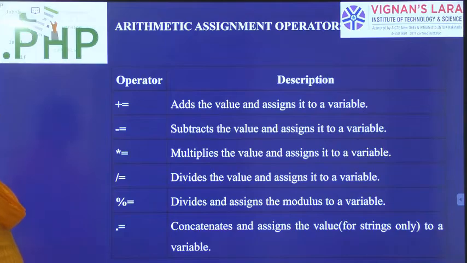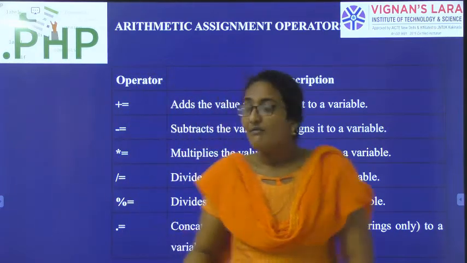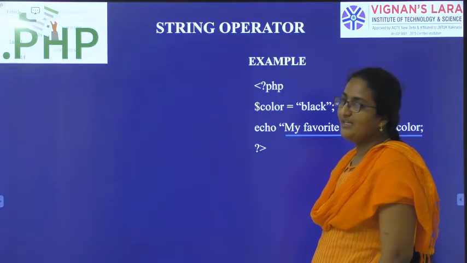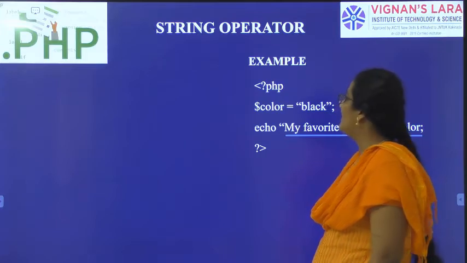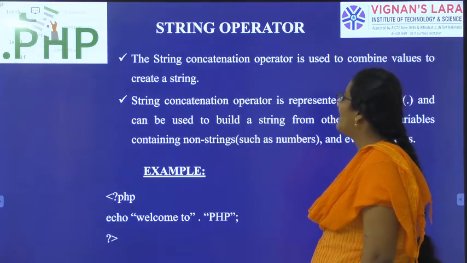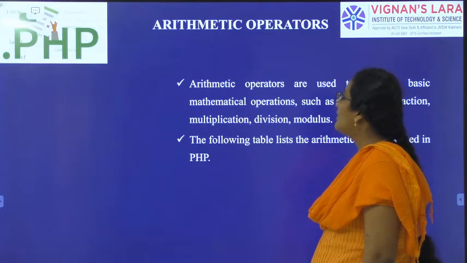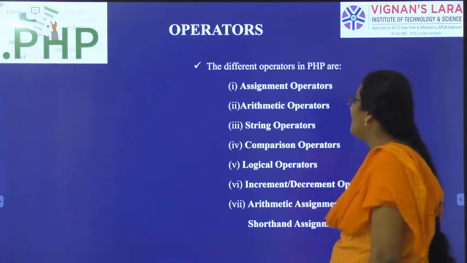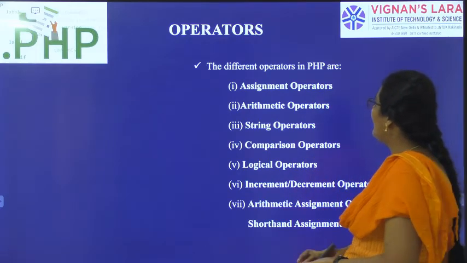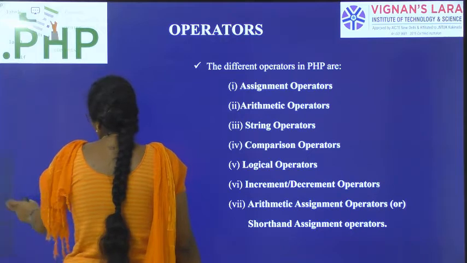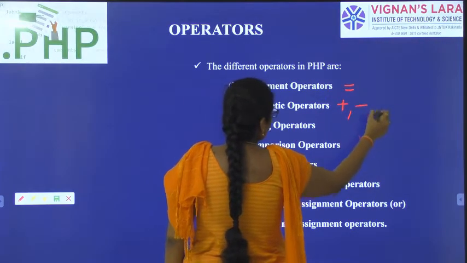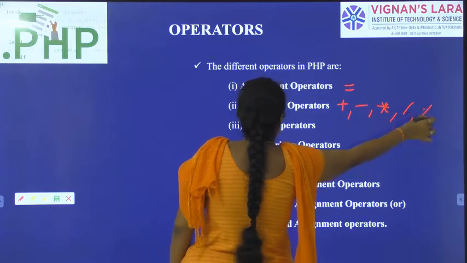So what we have discussed today: we have started data types and we have discussed different types of data types. Data types are divided into two types, scalar data type and compound data type. Then after seeing all the data types, we have moved on to operators. So there are 7 different types of operators we have. Assignment, arithmetic. The assignment operator is equal to, arithmetic operators are addition, subtraction, multiplication, division, modulus.